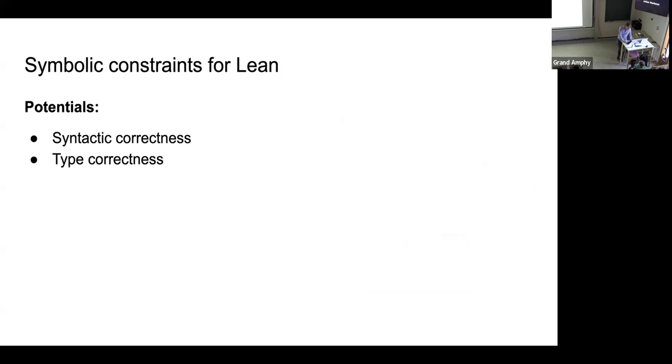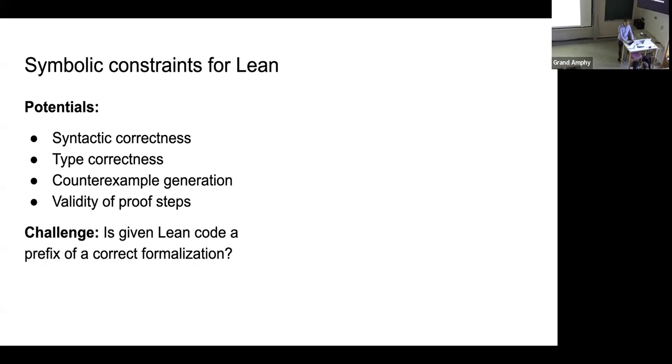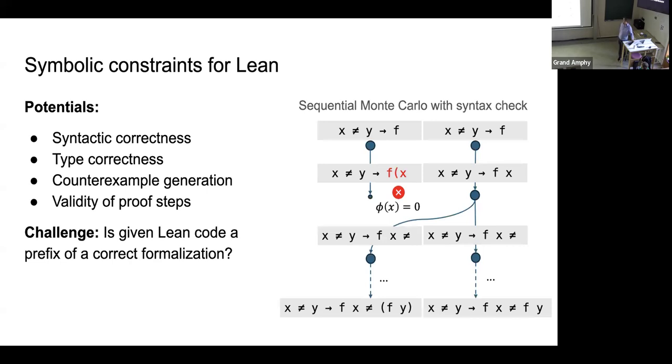And similarly for Lean, we could use syntactic correctness, type correctness, for example. And if we go to formulating proofs, even checking validity of proof steps. The way this could look is, for example, language models like to introduce parentheses for function applications, which is invalid syntax. So we would stop these generations and keep the valid ones.